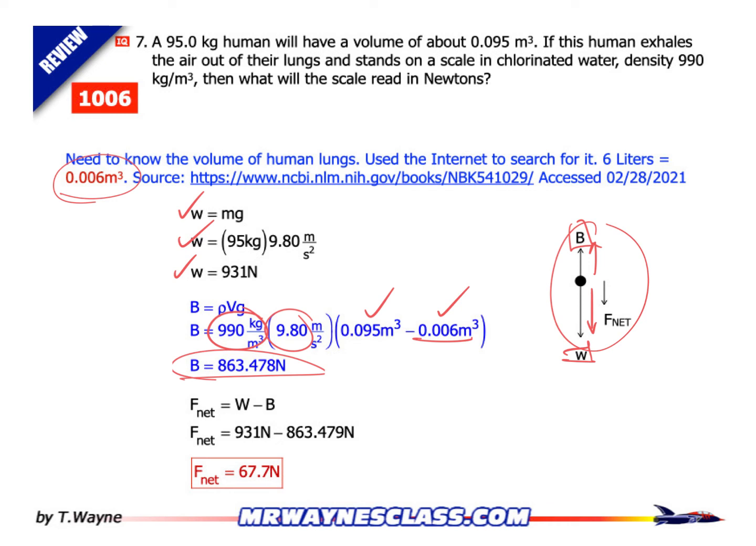So now my net force is equal to the force going in the same direction, that's the weight going down minus the buoyancy force. And that just makes logical sense. I got weight going down, buoyancy going up. The scale is going to read the difference in these two. So 931 newtons minus the buoyancy force, and I get 67.6 newtons for the reading on the scale.